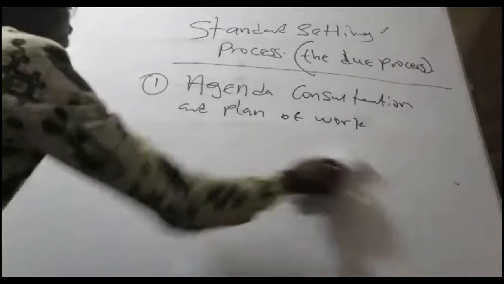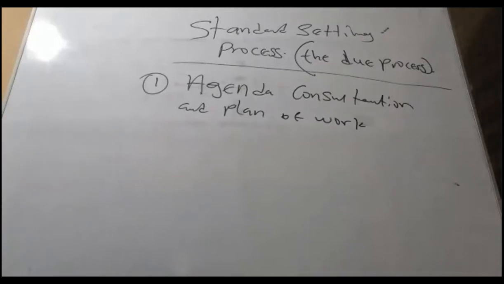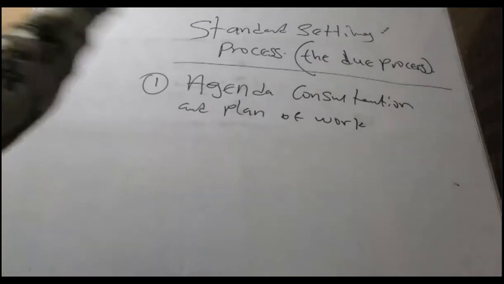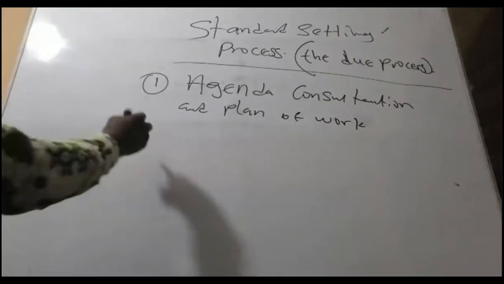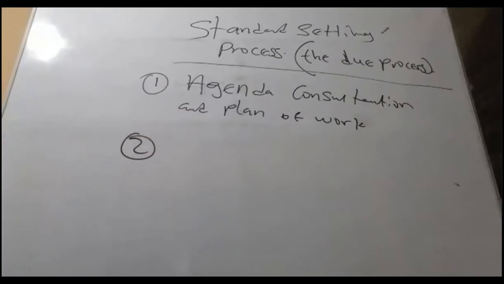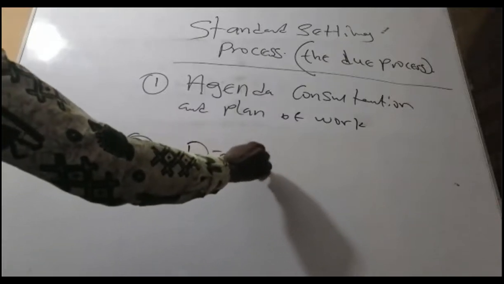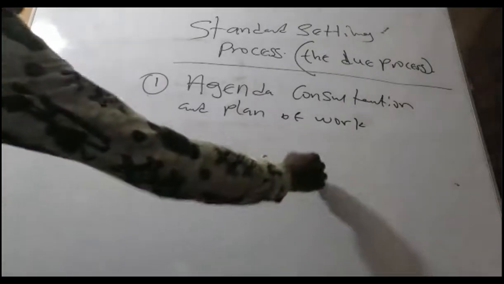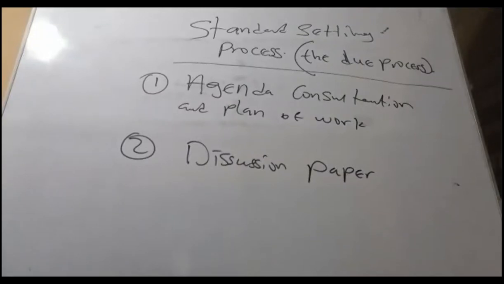Now here they have to put the plan in a paper form, in a written form. So the written version of the plan, where to start from, the ideas, putting these ideas together. Now we pass on to what you call the discussion paper. So that is the discussion paper.